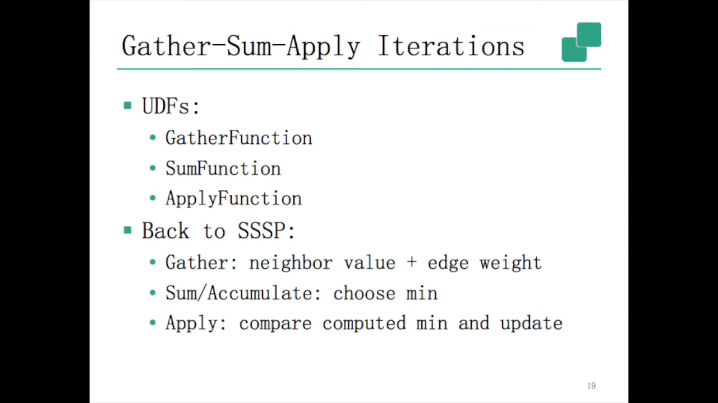So if we go back to the single source shortest path example, the gathering will actually receive neighbor values plus their edge weight. The sum, or accumulate in this case, will choose the minimum out of the values it received. And in apply, we take this minimum that we just computed and we compare it with our actual value. And if the minimum improves our value, we update. If not, we just discard it.